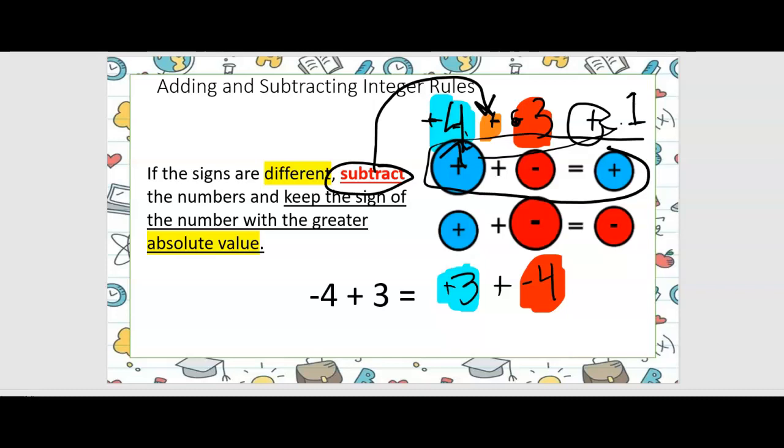But anyway, it says now you just subtract. I know it says add, but just subtract: 4 minus 3 is 1. You don't have to subtract 3 minus 4. You just do whatever number is bigger first. Now, what sign do you use? It says keep the sign of the number with the greater absolute value. This time, the negative 4 has the greater absolute value, so it's a negative 1. Those are the rules.